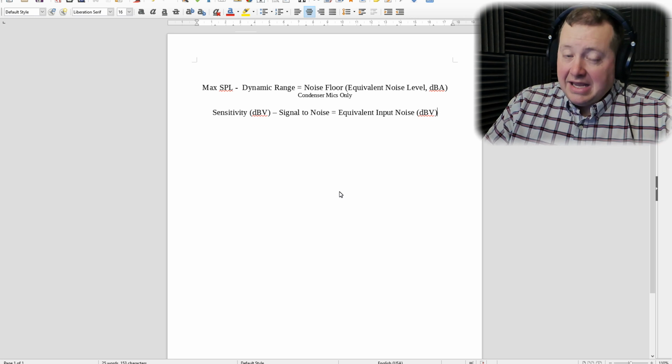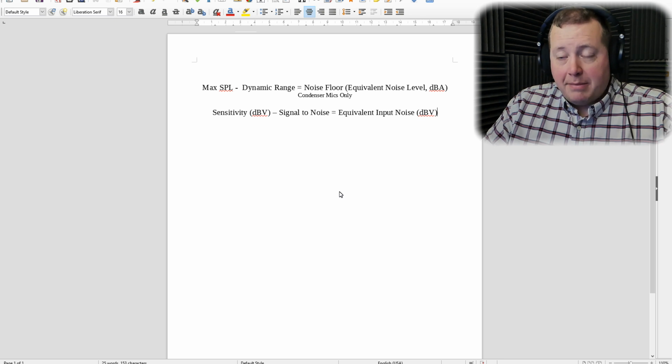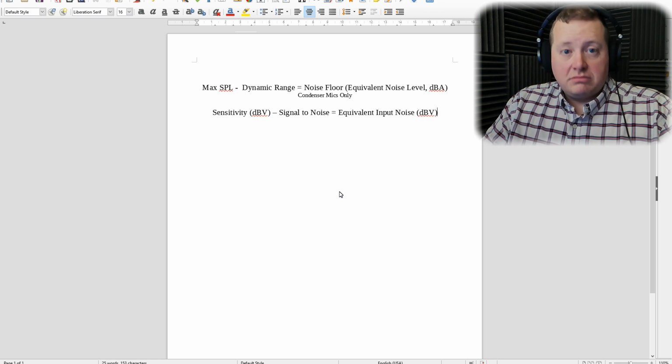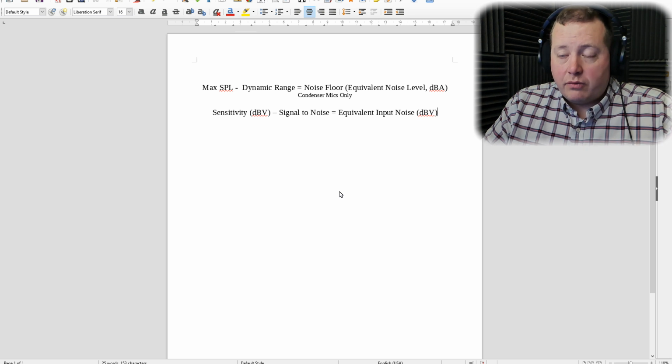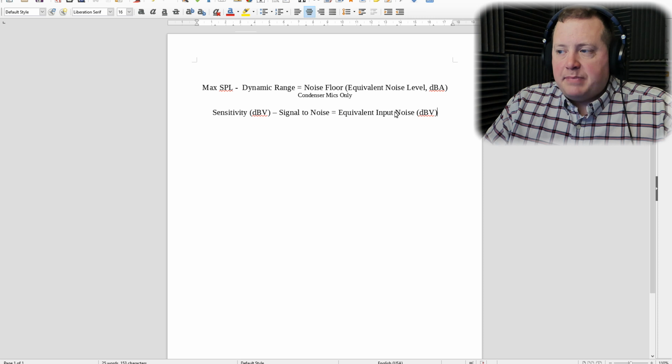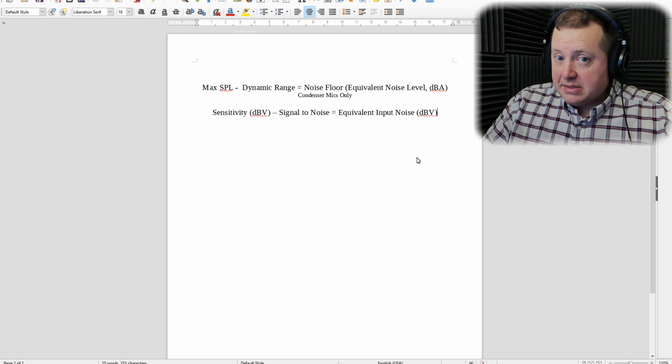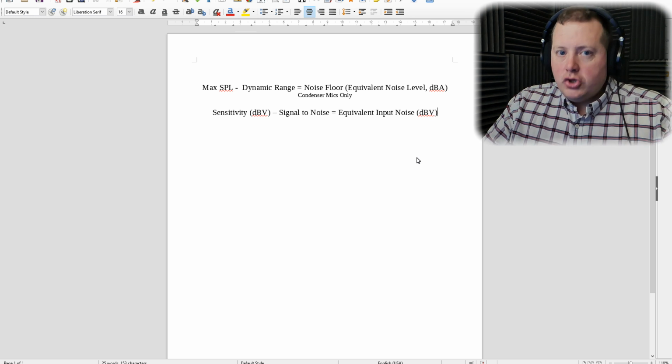Now, line level is a lot hotter than mic level. Mic level is considered negative 40 dB, or 10 millivolts, down to negative 60 dB, or 1 millivolt. Even though microphones can be more or less sensitive than that range, that's considered to be mic level. Now, EIN is basically the decibels associated with that millivolt level. So the lower the decibel, the lower the noise is.